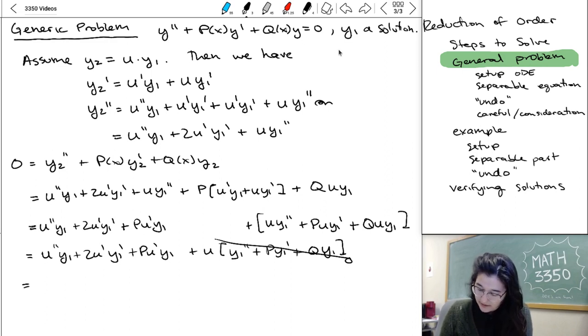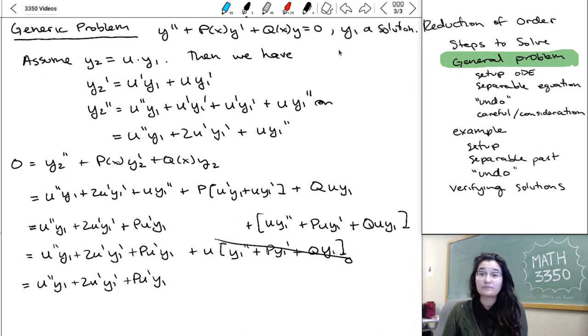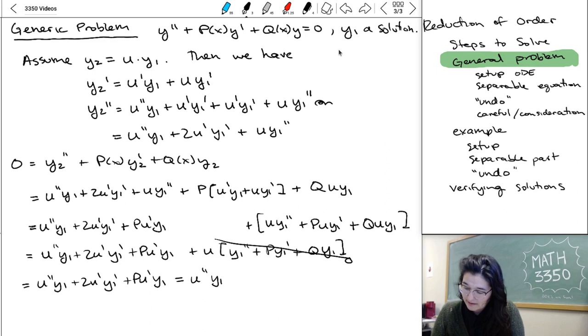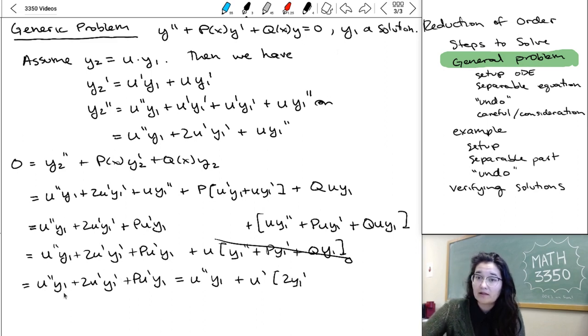So all that I'm left with are all those terms that I put out front to start. Suddenly it got a lot simpler. And our next step is going to be to group like terms using u's. So I want to have u second derivatives and u first derivatives all together. So u double prime times y1 stays the way it is. But then I'm going to have u prime multiplied by 2y1 prime in this term, and then py1 prime in that term.